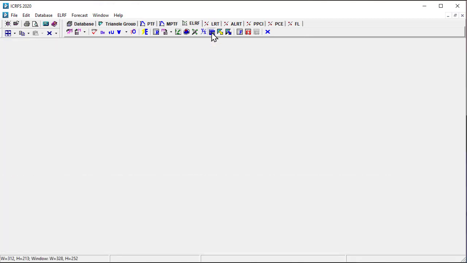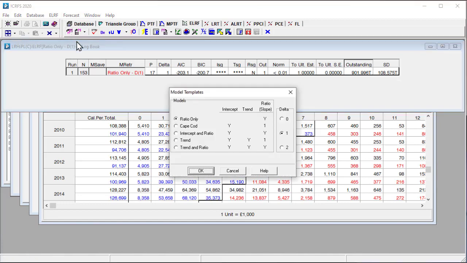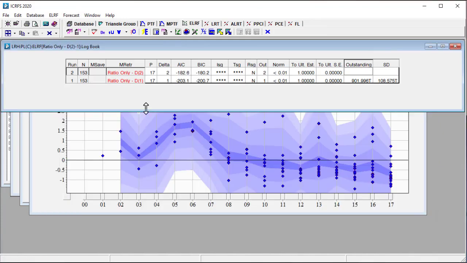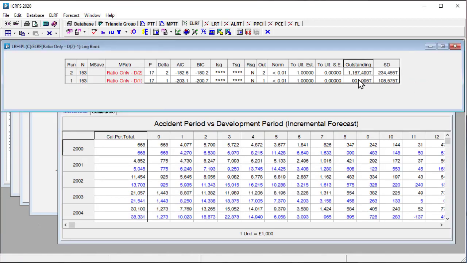If we look at the logbook, we can see the total outstanding, or the mean reserve, is projected to be $902 million with a standard deviation. Let's change the weights from volume-weighted averages to, say, use arithmetic averages, which is delta 2. It's okay to run the model, and you can see that we still have this problem in the residuals. If we run the forecast, we're actually even worse off. Our total mean outstanding has increased up to $1.17 billion now.